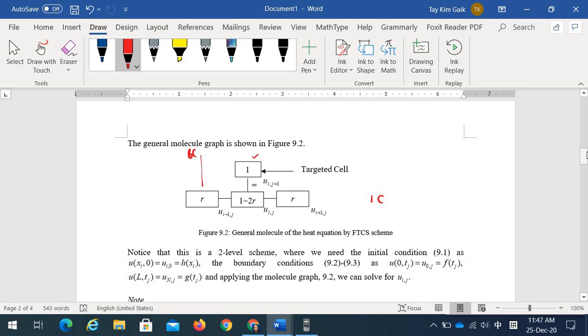So this is explicit. If at the top level you have more than one cell, then the scheme becomes implicit, because you cannot solve it directly. You will get a system of linear equations, and then you solve that system of linear equations to get level 1. So that is implicit.